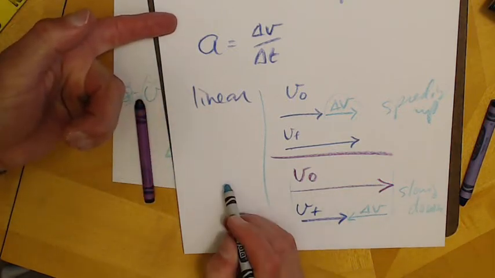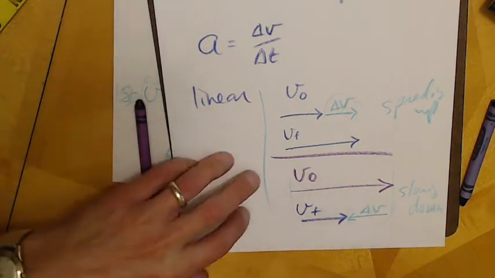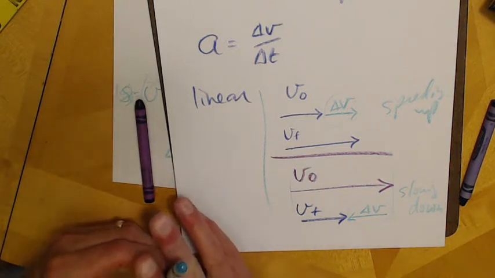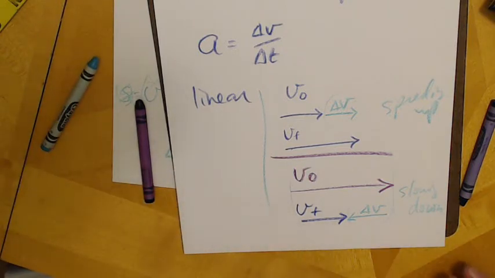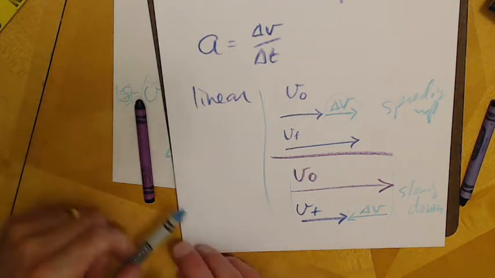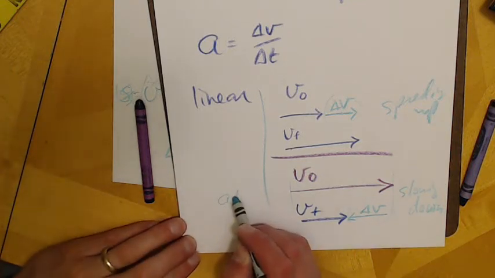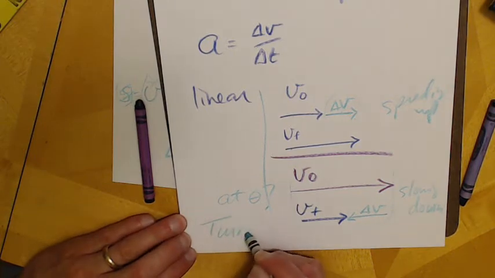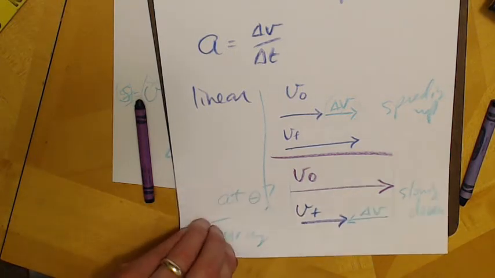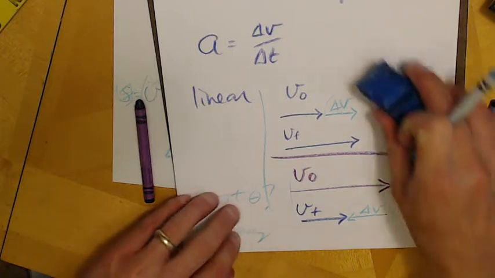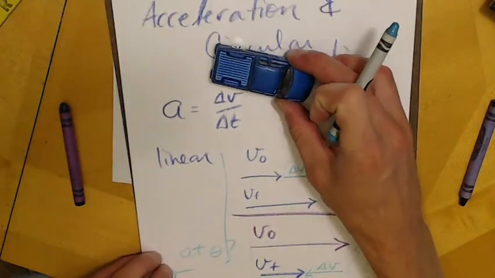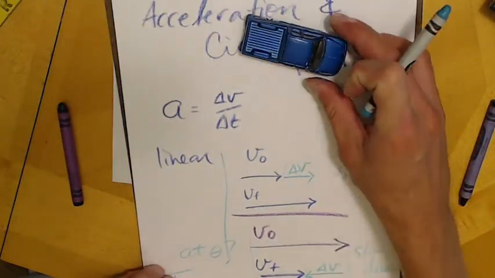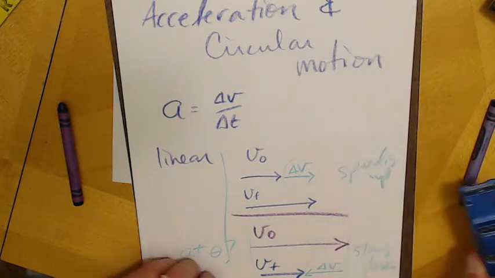But what happens when they're at different angles to each other? I'm sorry, they're at an angle, at some theta. What do we call that? We call that turning. So let's take an example. Here's my car, and he's making a turn. He's starting up like this, and he's going around like that.